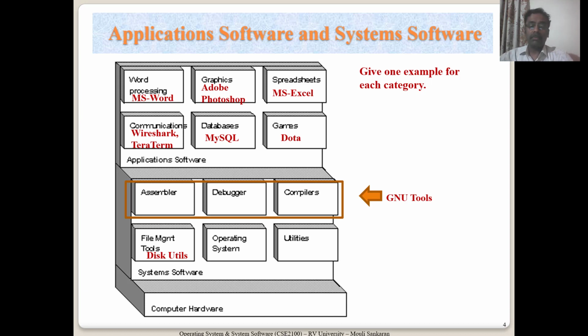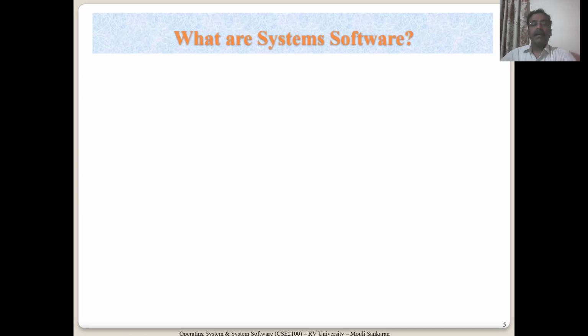So the tools that I'm showing below, they are all system software, whereas the ones which are above are application software. The OS itself falls under this category, Linux and Windows. Bootloader utilities are a good example of system software because you can see that they are all close to the hardware, right? Now, let me just summarize what system software is.